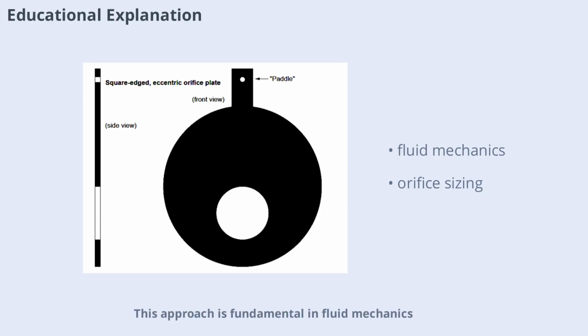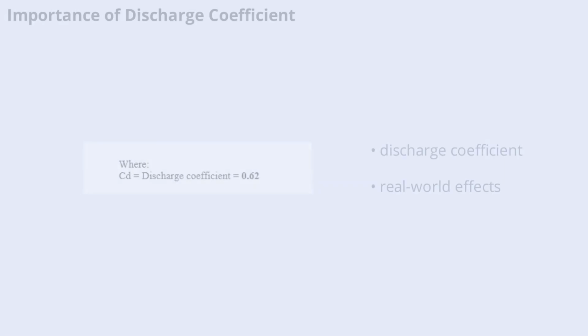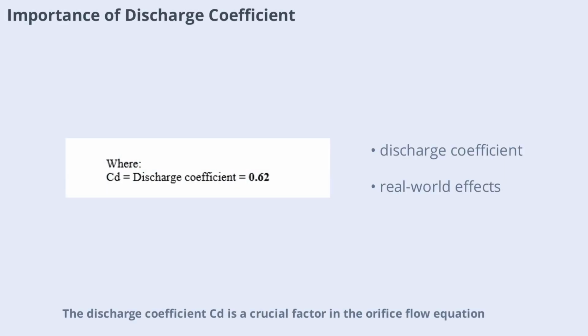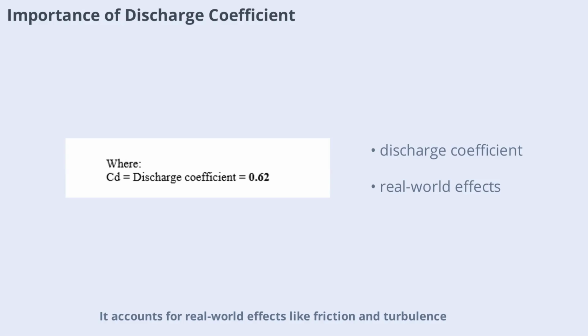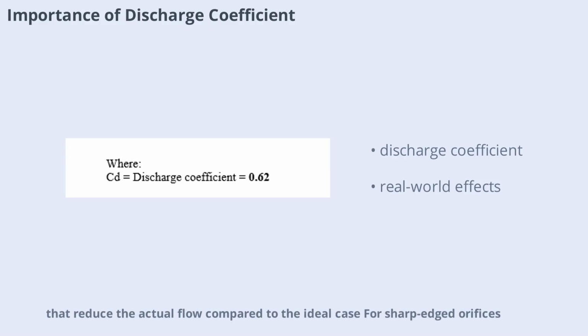This approach is fundamental in fluid mechanics and helps engineers design safe and efficient systems. Understanding the relationship between pressure, flow, and orifice size is key for many real-world applications. The discharge coefficient, Cd, is a crucial factor in the orifice flow equation. It accounts for real-world effects like friction and turbulence that reduce the actual flow compared to the ideal case. For sharp-edged orifices, a typical value is 0.62. Using the correct Cd ensures that our calculations reflect what will happen in practice, not just in theory.